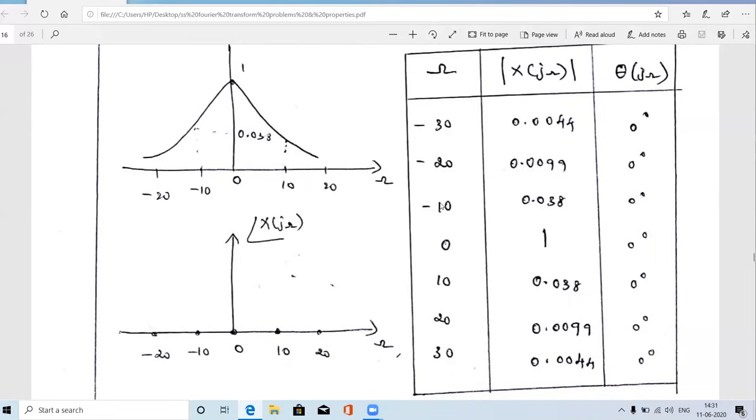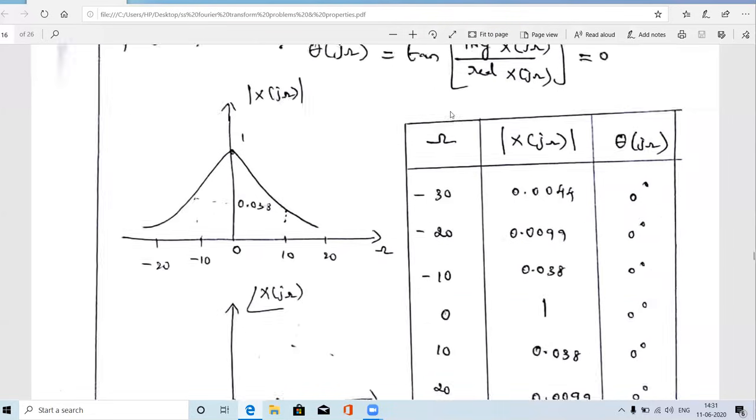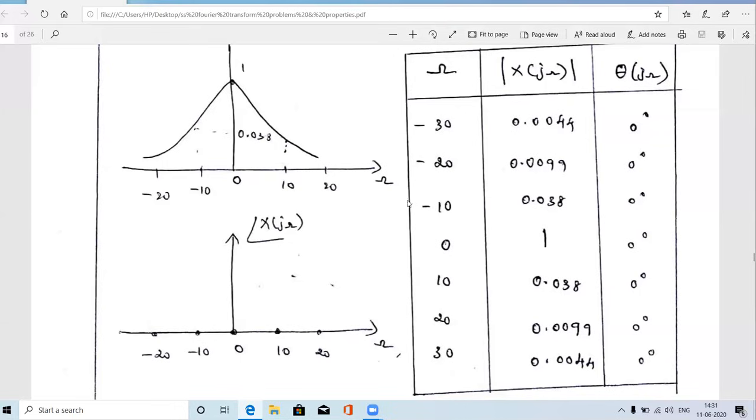Similarly, for omega equal to minus 10 also we will get the same answer, since here it is omega squared. So if this omega is positive or negative, this value will be the same. So for omega equal to 10 and omega equal to minus 10, we will get the same answer. Similarly, for omega equal to 20 and minus 20, and then 30, we will get the same answer.